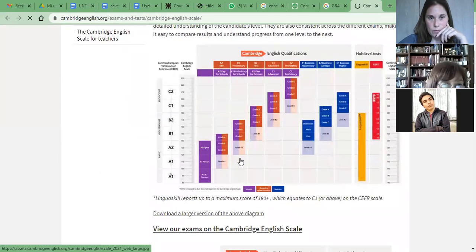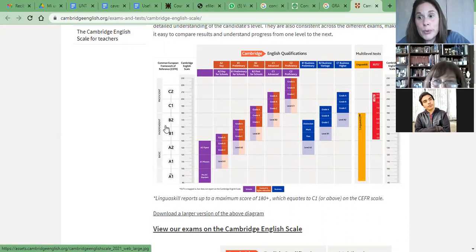Here, I got really confused, maybe because it was of the first certificate. No, I'm right. I'm writing what I'm saying. A is the basic. Okay. Independent would be B1 or B2.